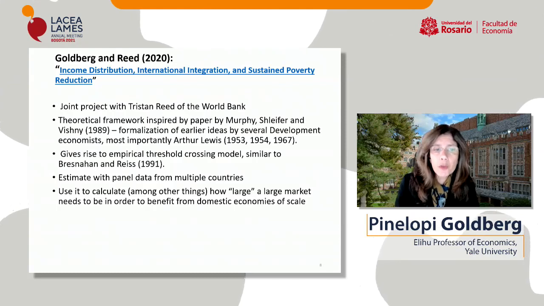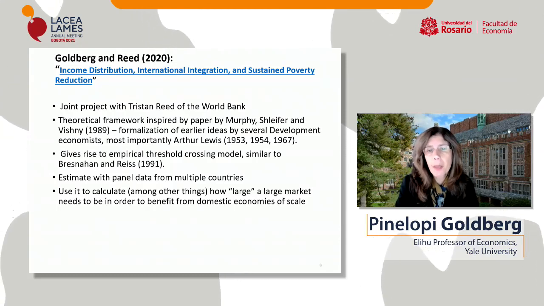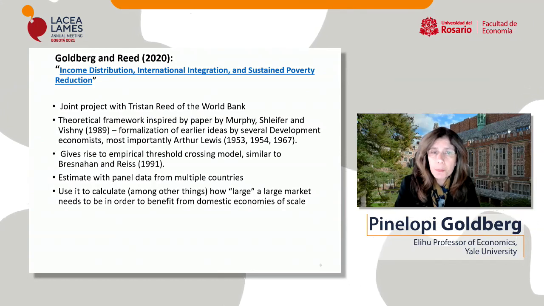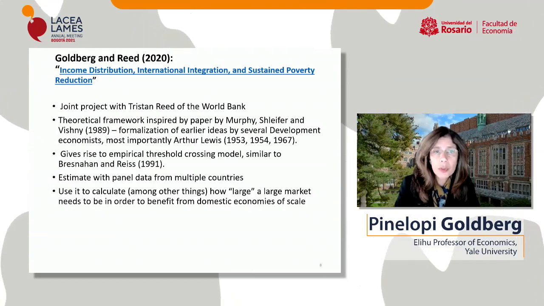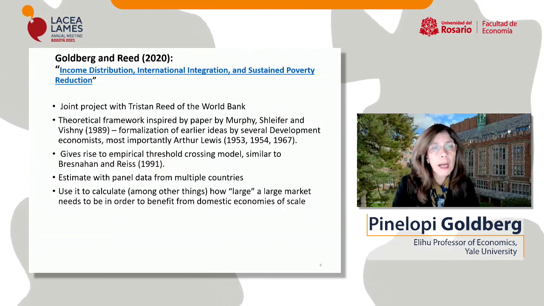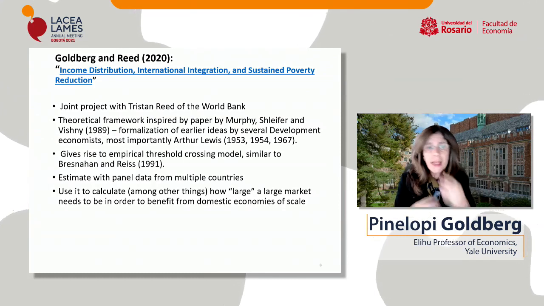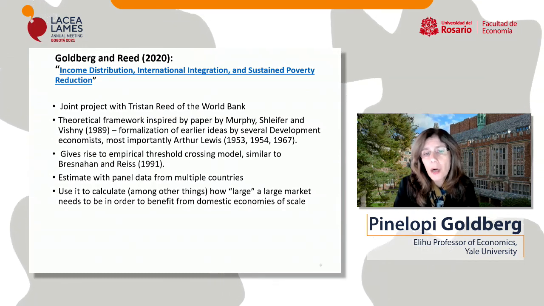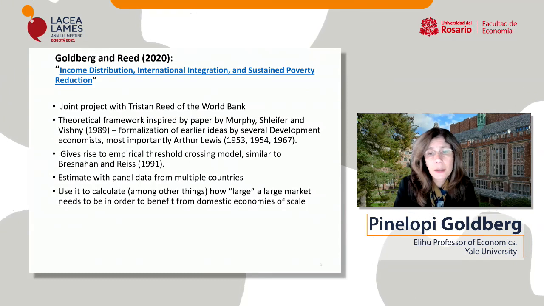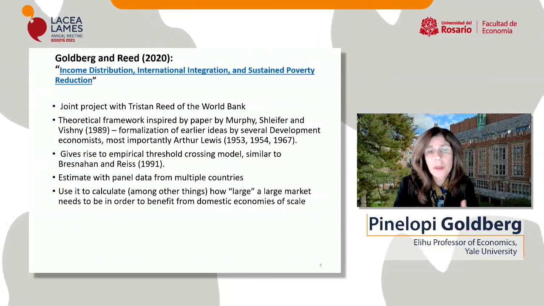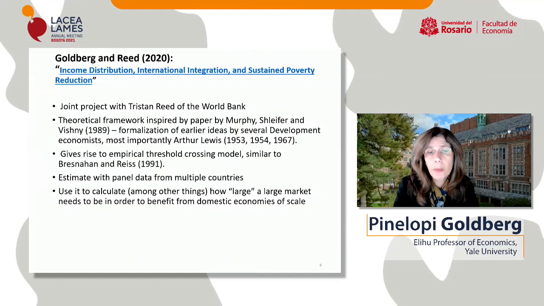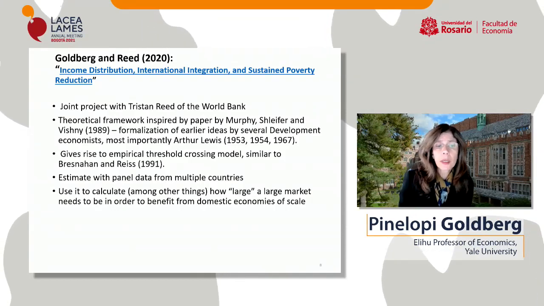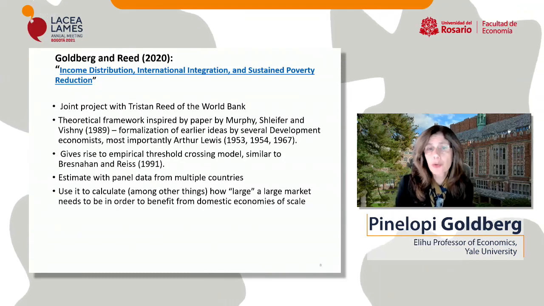And just to give you a very brief overview, the theoretical framework we use is inspired by a paper by Murphy, Shleifer, and Vishny in 1989. So this is not their famous big push paper. This is a different paper, which I think is very relevant to the reality of low-income countries today. And that paper itself is a formalization of earlier ideas by several development economists, most important, Arthur Lewis, who provided several writings in 1953, 54, 67. These writings did not provide formal models. So this theoretical framework gives rise to an empirical threshold crossing model.